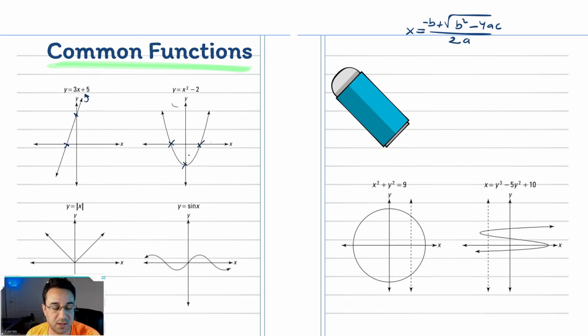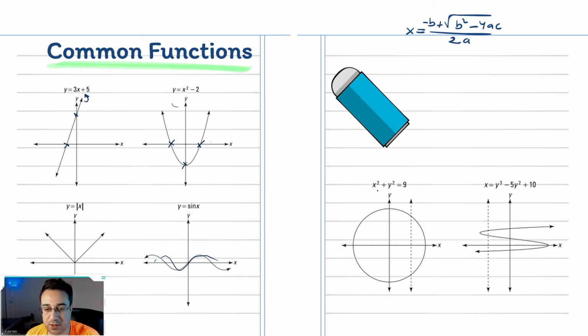In this case, we know that this is a quadratic equation. If you have y equals the absolute value of x, then this is how it looks. As you remember, y equals sine of x, it will be a sinusoidal form, as you can see here.